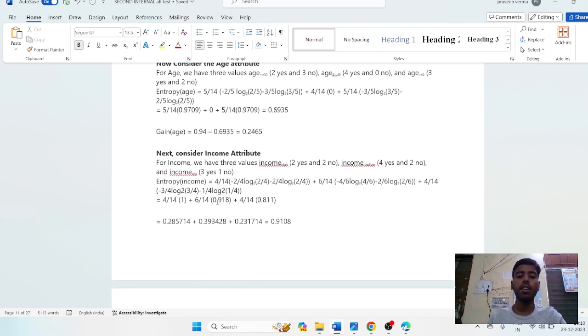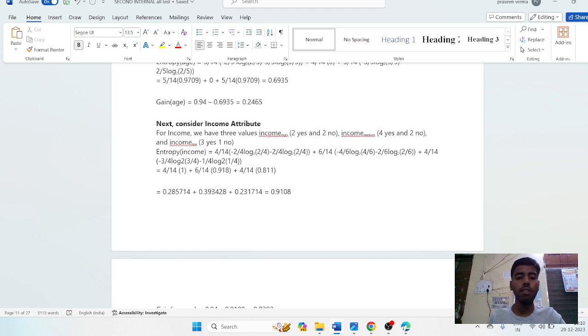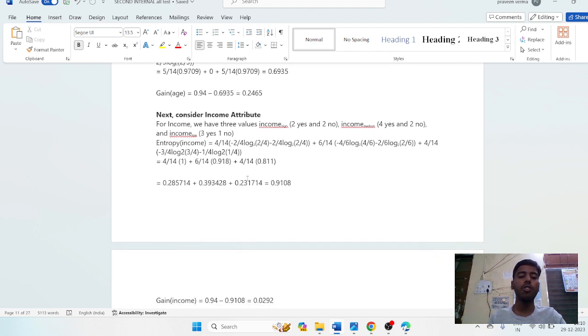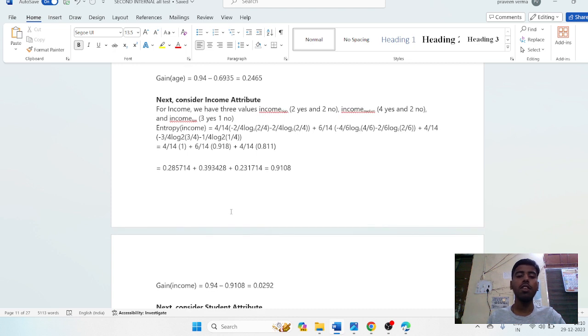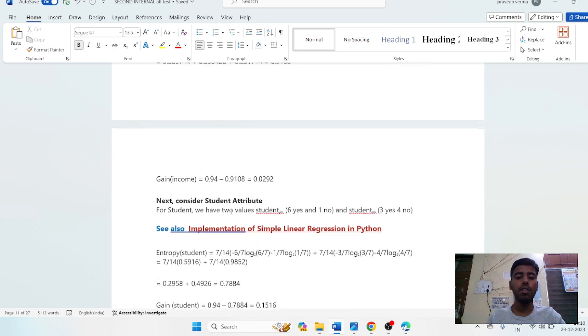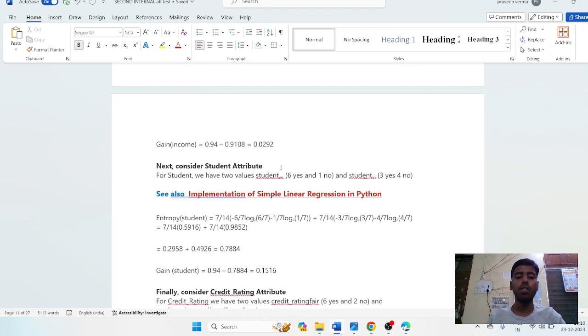Next, we consider the income attribute, which is the second attribute of this table. For income, we have three values: income high 2 yes 2 no, income medium 4 yes 2 no, income low 3 yes 1 no. We use the information gain formula to calculate the entropy of this particular attribute. The value is 0.9108. Here we also use four decimal precision. Next, the gain is 0.0292.